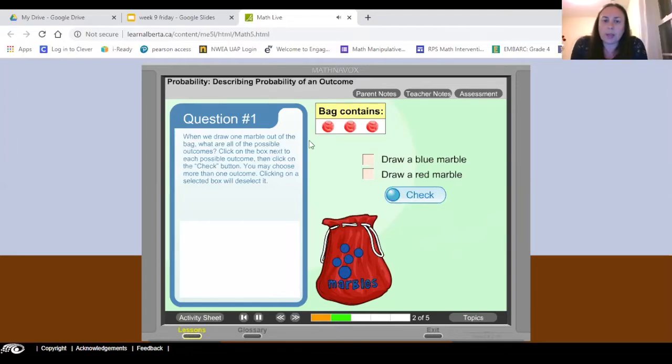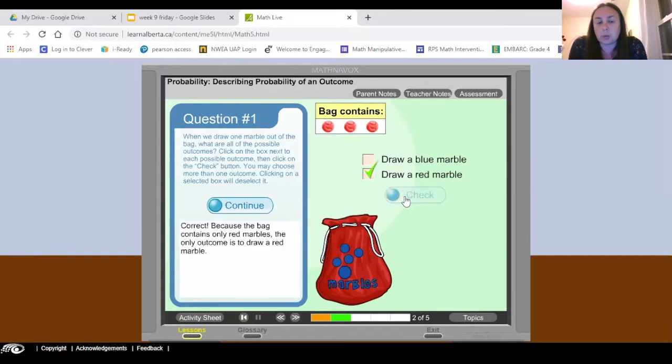All right, so here we have 3 red marbles. There are no blue marbles, only red marbles. So I could possibly get a red marble. I could not possibly get a blue marble. Check the work. Oh, we're correct because the bag contains only red marbles. The only outcome is to draw a red marble.